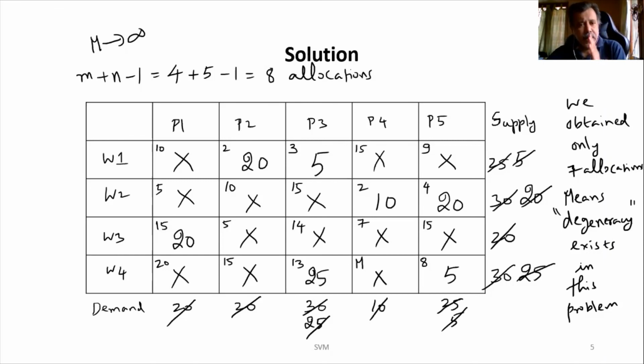Then the question has specifically told us to use the least cost method. We used that least cost method and we landed up having only 7 allocations instead of the required 8 allocations. So we concluded that this particular problem has got a degeneracy. How to get rid of this degeneracy and proceed to the optimal solution, we will see in our next video session.